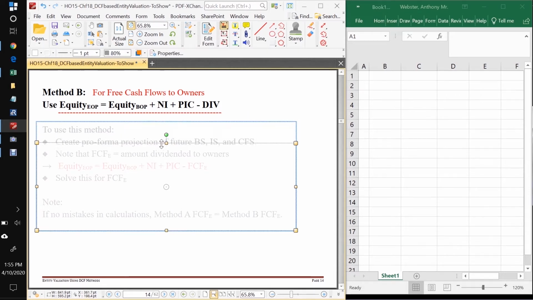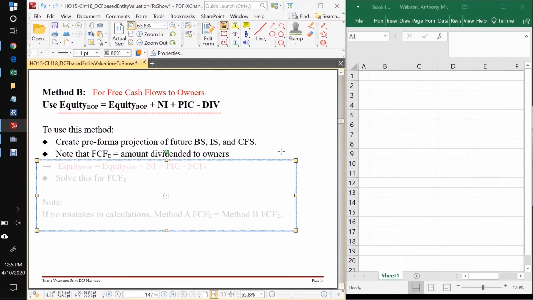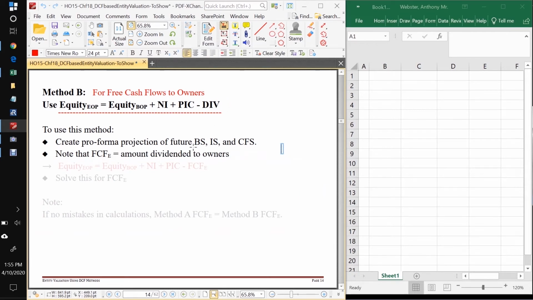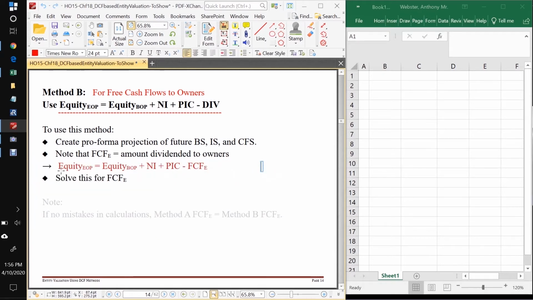So if we want to use this method, we're going to have to project forward the future balance sheet, income statement, and cash flow statement. And we're going to note that the dividend here, if we calibrate these financial statements properly, is, in fact, the free cash flow amount that goes to the owners. So really all we have to remember here is that we've got this roll forward equation, and now instead of just calling that dividend, if we have everything calibrated properly, this will be the free cash flow to owners. So we just solve this equation for free cash flow to owners.